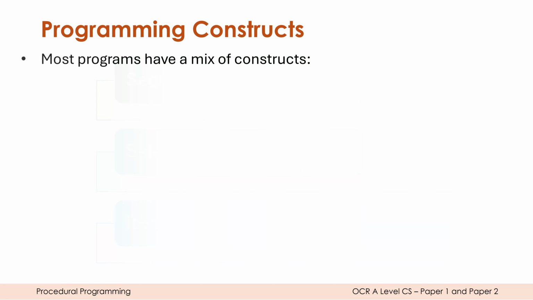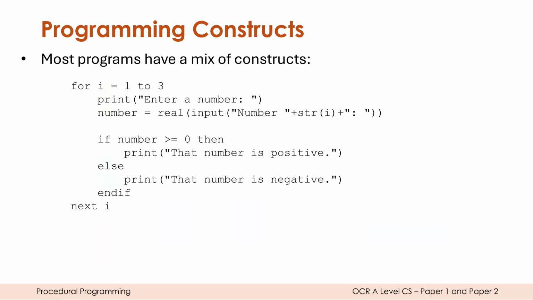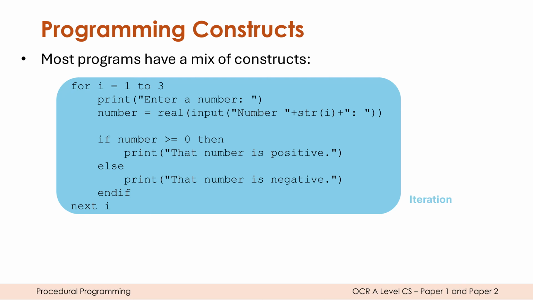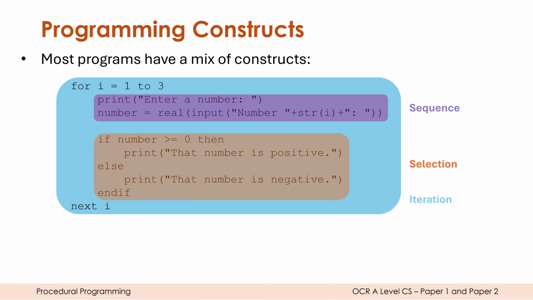Now, programs would typically have a mix of these three constructs. Here is some OCR pseudocode, and we've got iteration. We've got a for loop being used. Inside it, we've got a little bit of sequence code because those two lines will run no matter what. I've also got some selection with an if statement. So these are three building blocks. They're used together, used in combination, and you've got to be able to recognize which concept is which. So here, if statements are selection, a for loop is iteration.